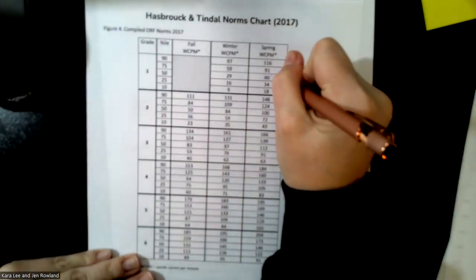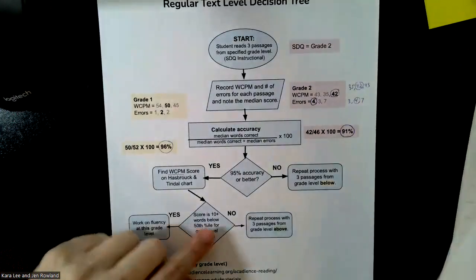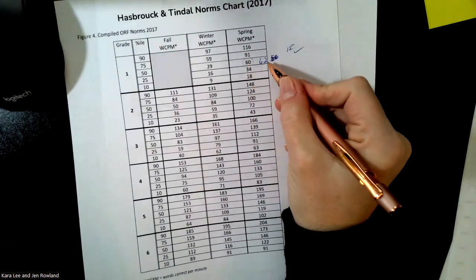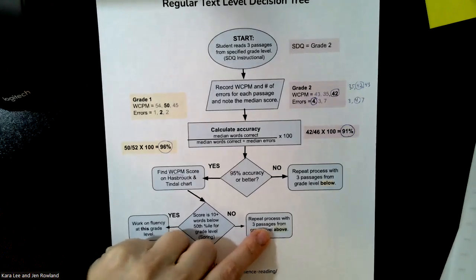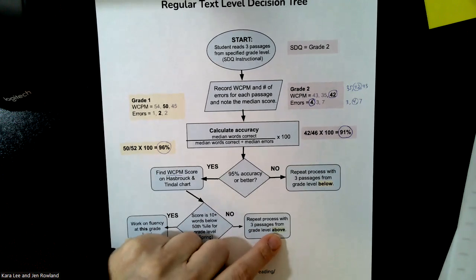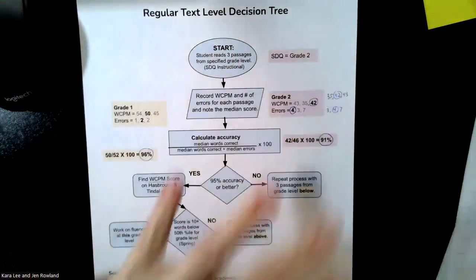Let's say their kid read 62 words a minute. Well, that's not 10 or more words below the 50th percentile. That's 2 words above the 50th percentile. See how it says repeat process with 3 passages from grade level above? Okay, well, I already did that. But the chart doesn't know that.